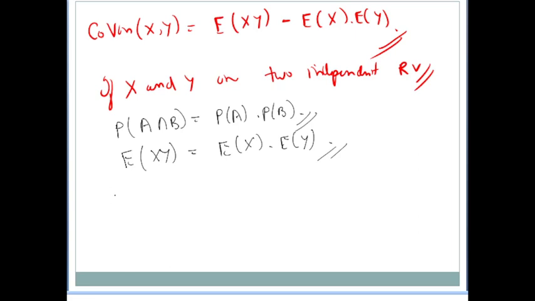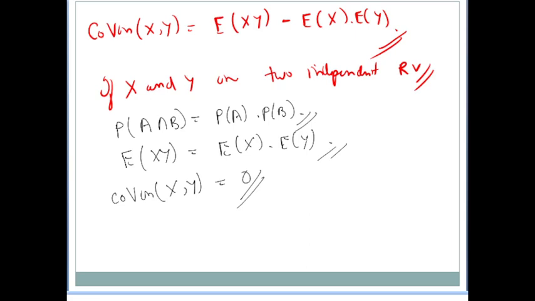So what will happen to covariance? Covariance of x comma y will be equal to 0 if x and y are two independent random variables, because simultaneous variation of both x and y cannot take place.